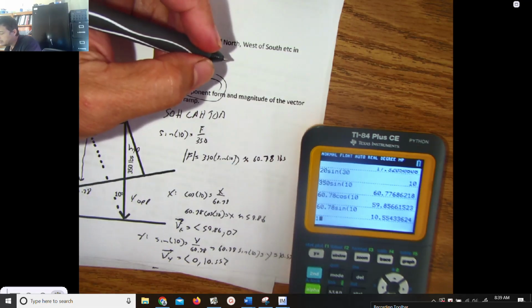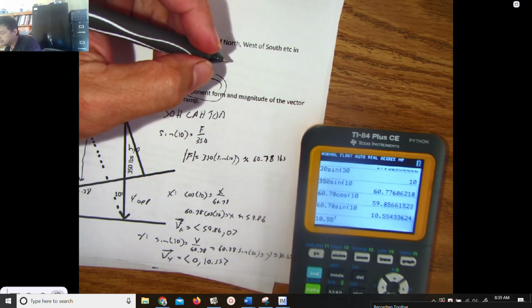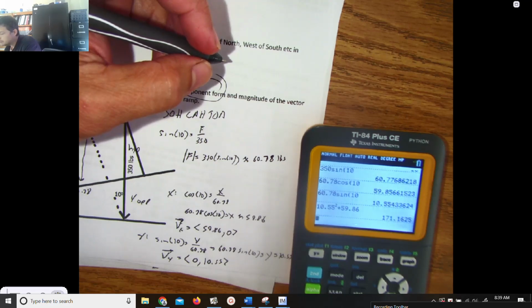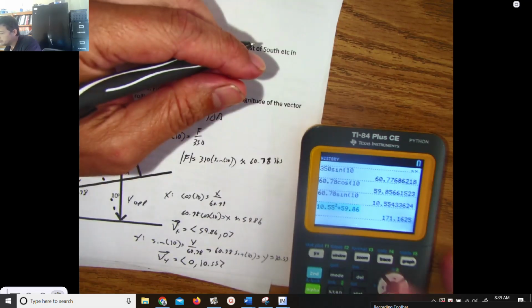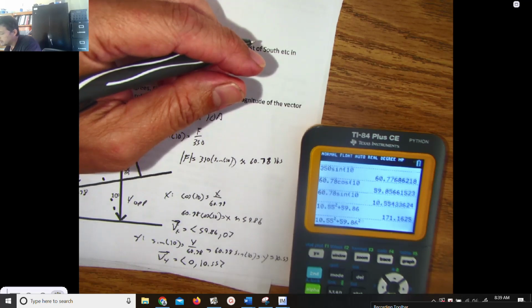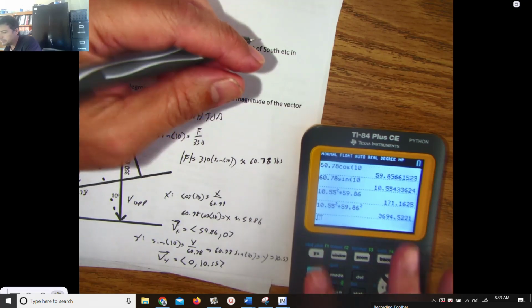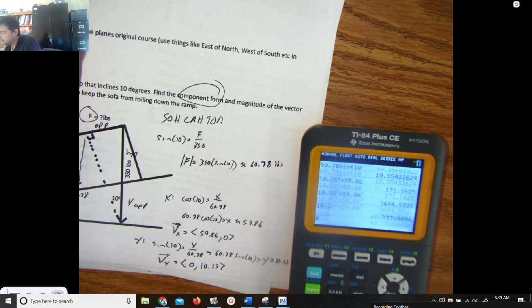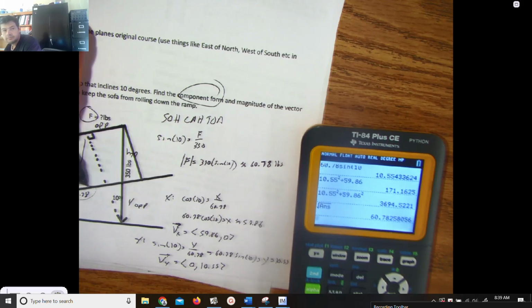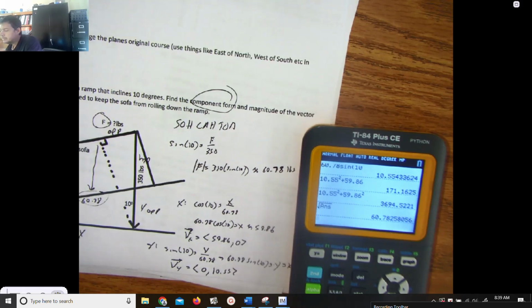Now, if you take these decimals, now granted they're rounded, but you square them and then take the square root of that, we should get the original force vector. We got close, 60.78. That's just how you check your work on it. And that is your homework for 10.3.